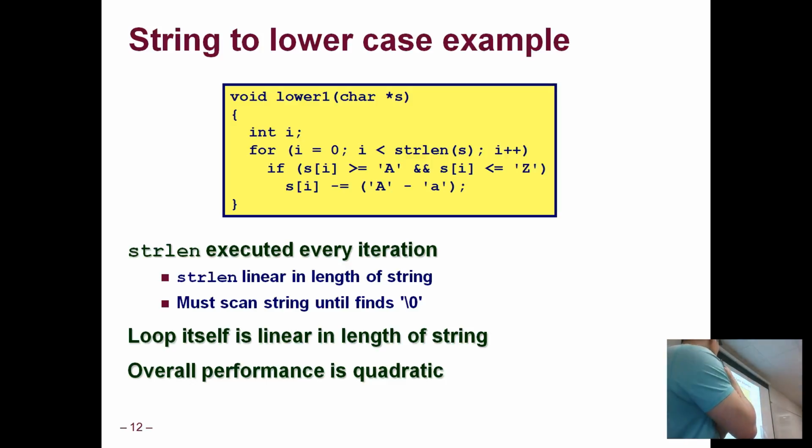So string length is linear in operation in terms of the length of the string, and it scans. The algorithm is to scan the string until it finds a null. One of the things about strings in C is that the length is not stored with the string. This is different than in other programming languages. Rust in particular stores the length of an array along with the array itself. So that's an order one operation.